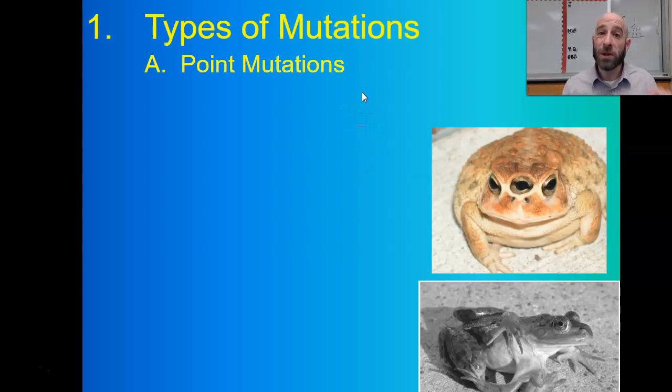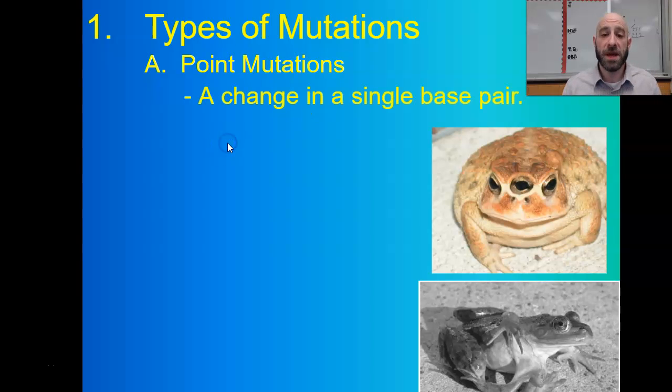The first type is called a point mutation. So think of the word point. How many people can you point at once? Really, you can only point at one person, right? If I'm pointing at you, it's one person. So a point mutation is very simply a change to a single base pair. There's 3 billion base pairs in a strand of DNA, so a point mutation is a change to just one of those base pairs.